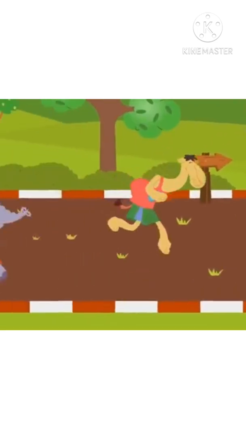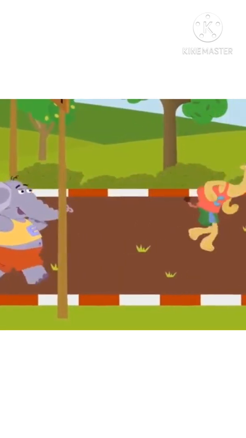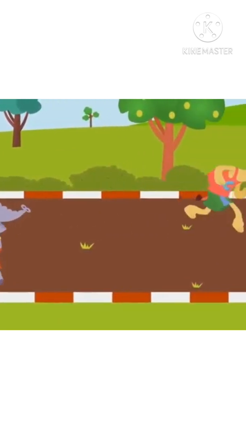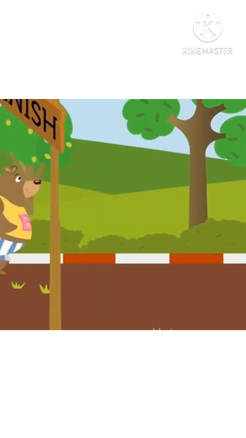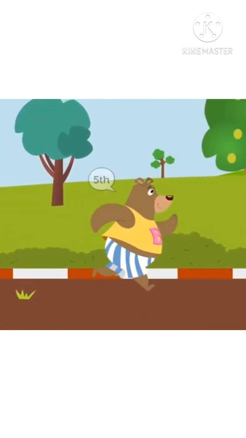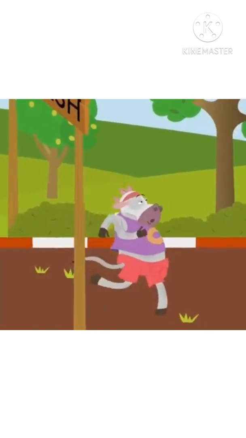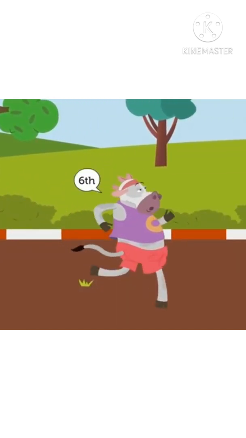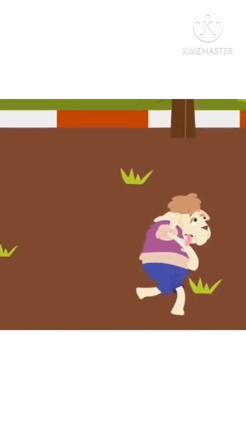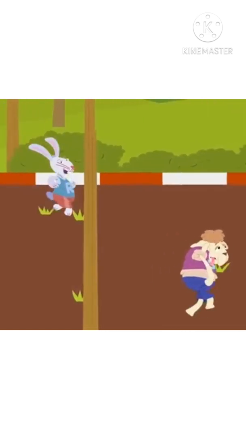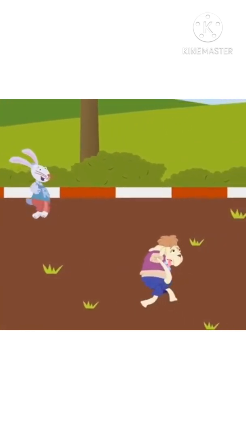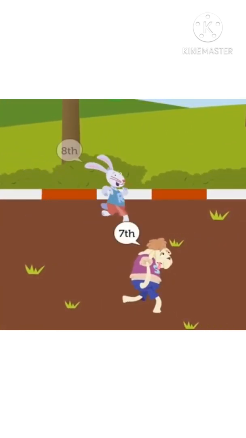The camel and the elephant are running quite fast. They are third and fourth respectively to complete the race. The bear is at the fifth position and the cow is at the sixth position. The sheep and the rabbit look tired. They have reached the finishing point at the seventh and eighth positions respectively.